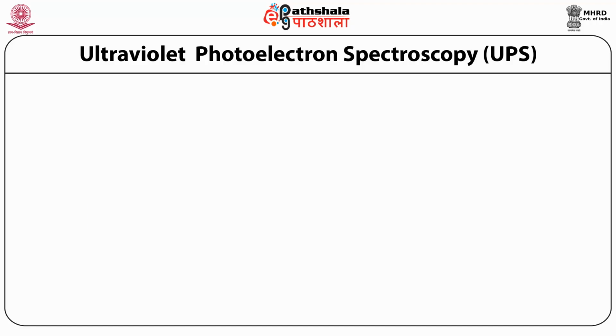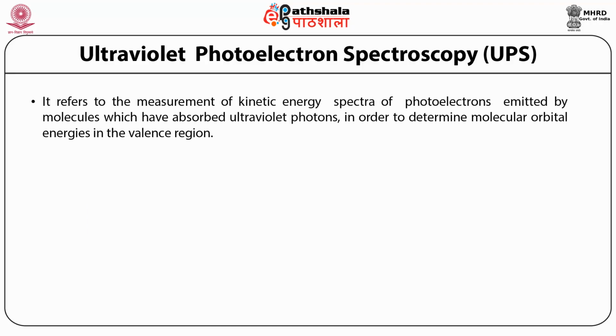Ultraviolet photoelectron spectroscopy. This spectroscopy refers to the measurement of kinetic energy spectra of photoelectrons emitted by molecules which have absorbed ultraviolet photons, in order to determine molecular orbital energies in the valence region.